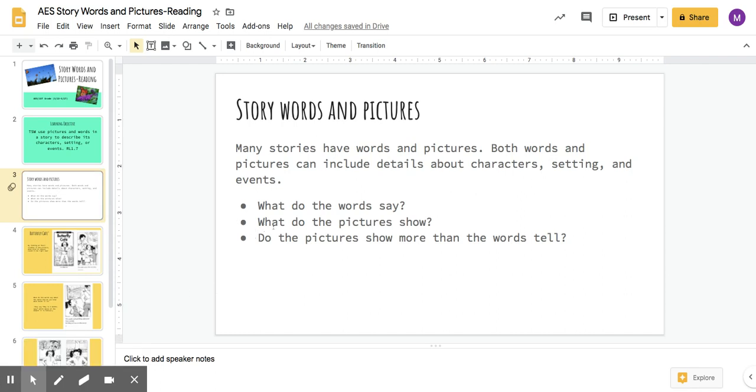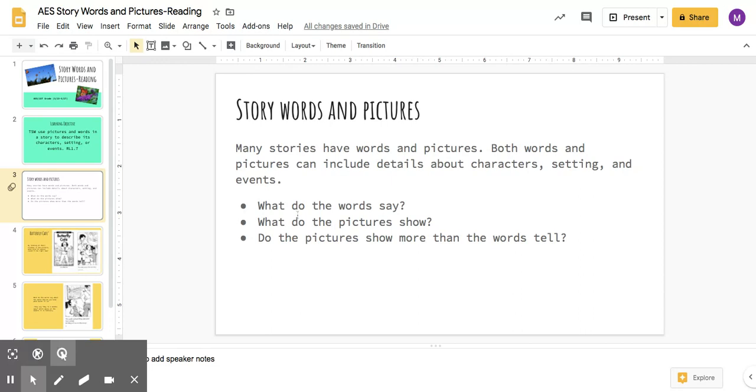Next question, what do the pictures show? Well, when you're reading a story and the first thing you do is look at a picture, the picture can give you clues or hints about what your story might be about. Just like the first slide in our slideshow had pictures of butterflies, that gives you a hint that the story we're going to talk about might have butterflies in it. If you don't know a word, the picture may be there to help you understand the meaning of the word or what it's talking about.